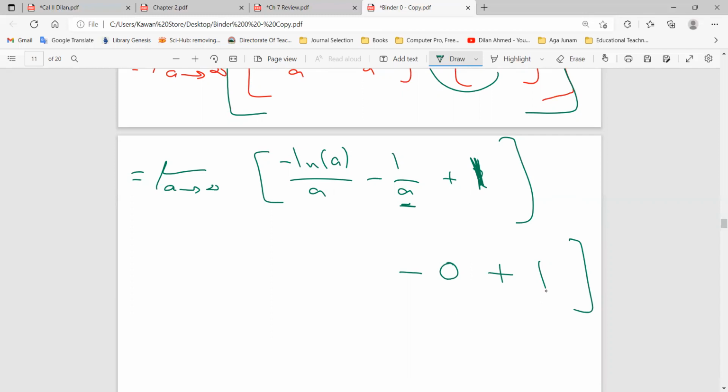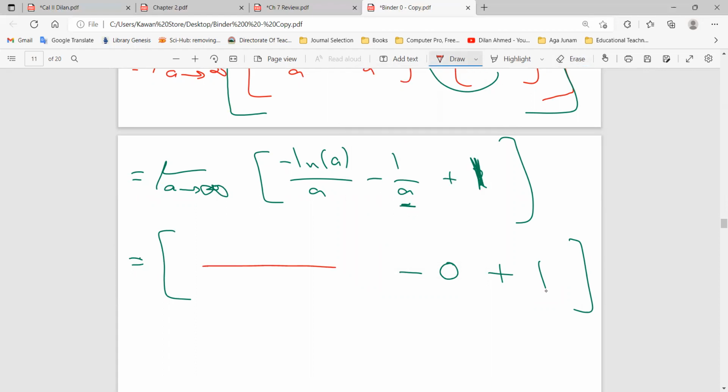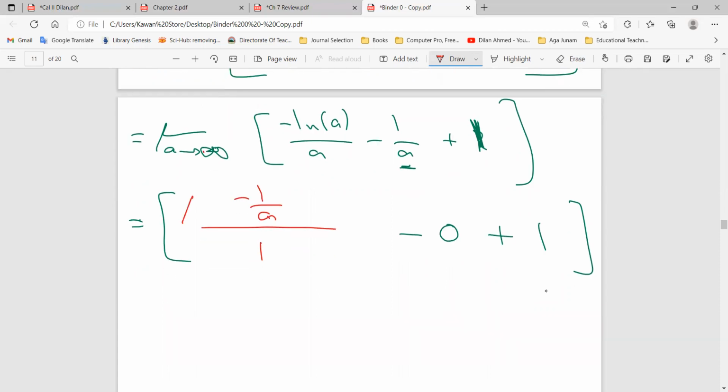Tell me about the third one, or the first one. Is equal to what? One over a, a approaches infinity. So I'll get infinity over infinity. So infinity over infinity, how do we solve it? Yes, it's L'Hopital. So I'll get 1 over a over 1. So if I put infinity here, I'll get 0 minus 0 plus 1, and the result will be 1.